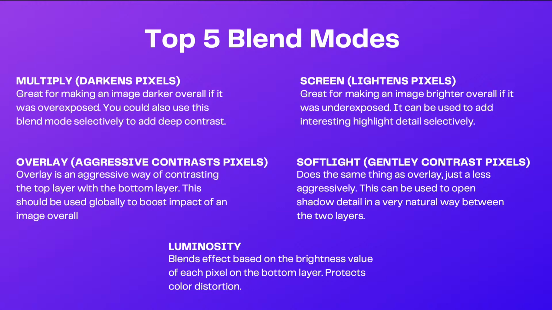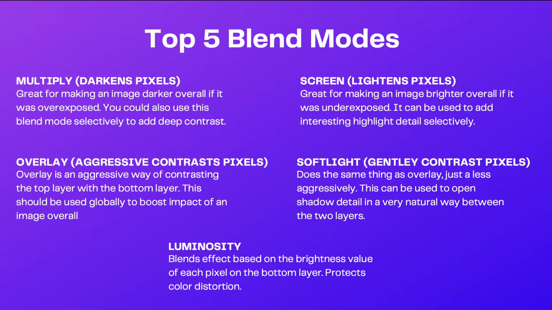So I'm sorry that I didn't have this slide up, but now we're about to go into the multiply blend mode example, and then I'm going to answer the question in reference to the workflow and when to add this. So the multiply blend mode is great for making an image darker overall if it was underexposed. You could also use this blend mode selectively to add deep contrast. So using it as a local adjustment, you can add deep contrast, or you can just use it globally, which is the way that I use most of the blend modes.